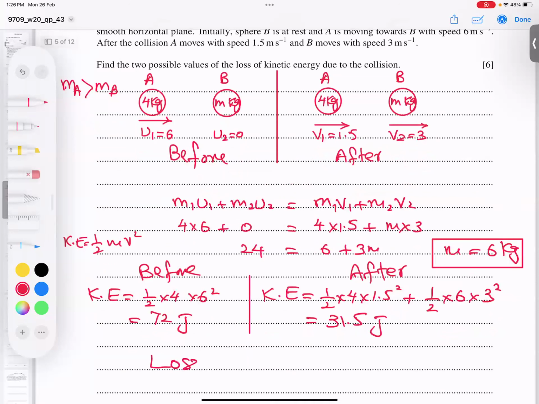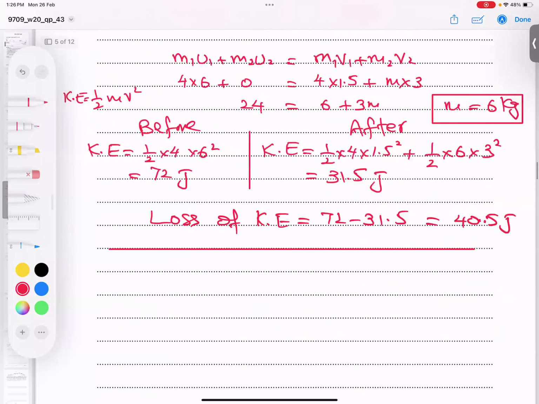So the loss of kinetic energy is very simple: 72 minus 31.5. And the loss is very clear. So the answer is coming 40.5 joules. So condition number 1 is completely over. And now we will try condition number 2.